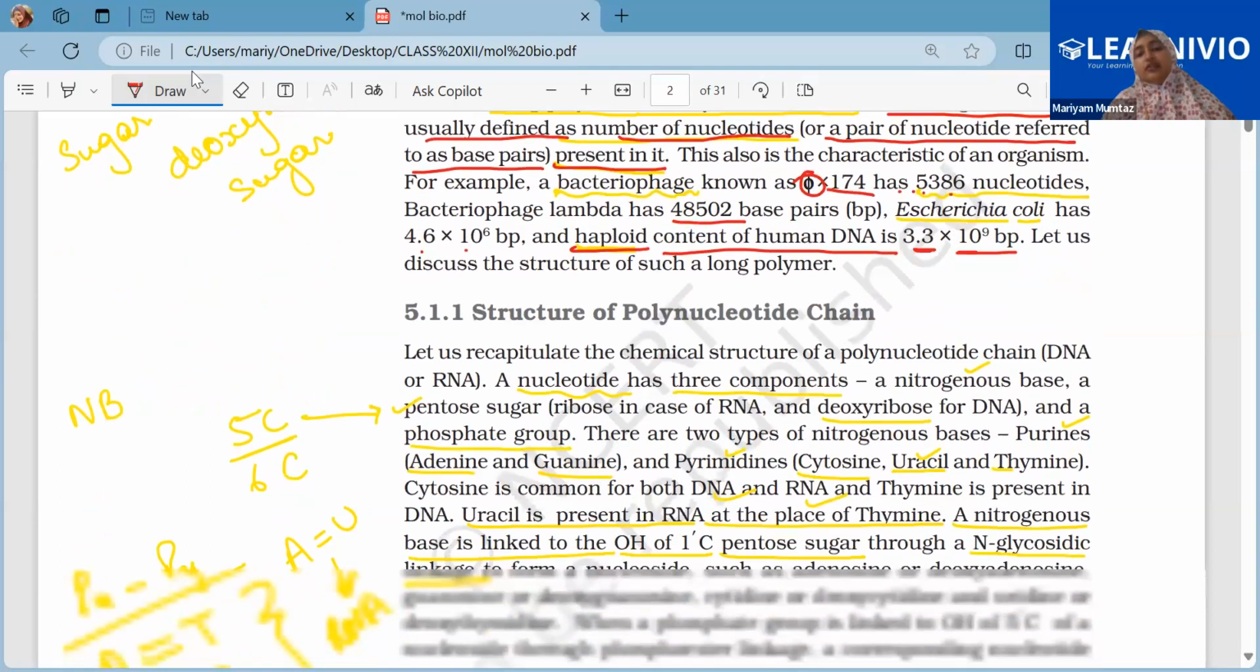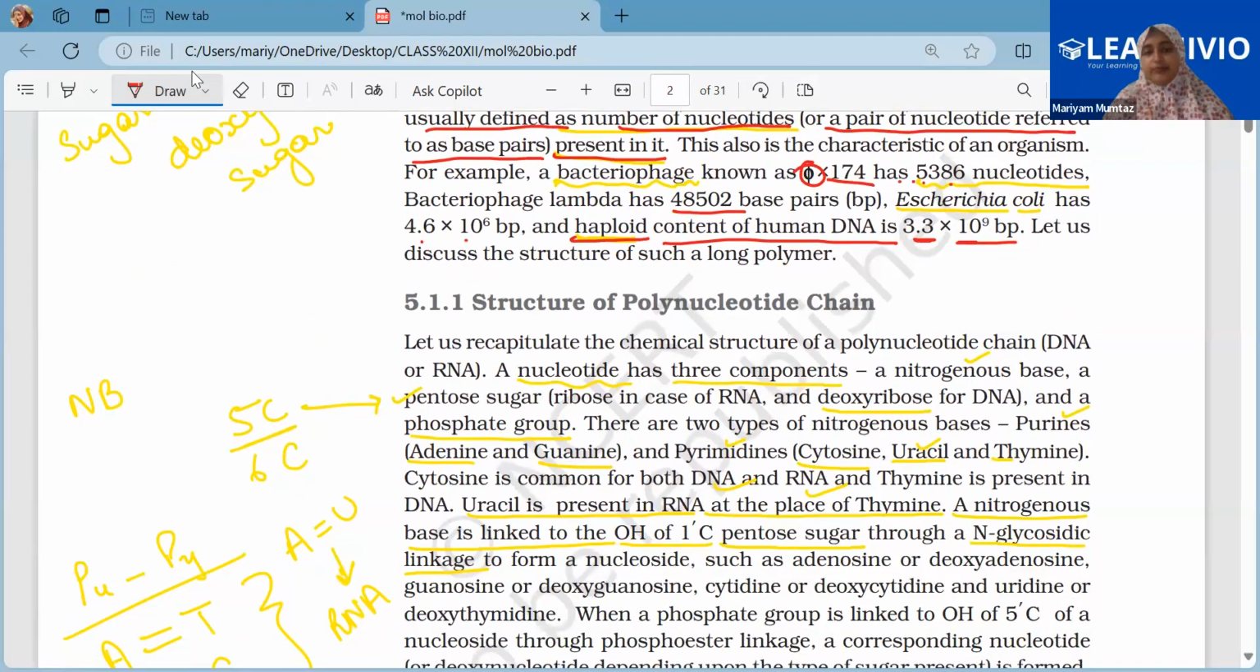Now talking about the structure of polynucleotide chain. Let us recapitulate the chemical structure of a polynucleotide chain, DNA or RNA. A nucleotide has three components. The nitrogenous base, that can be a purine or a pyrimidine. A pentose sugar. Pentose sugar means 5 carbon sugar, and it is ribose in the case of RNA and deoxyribose for DNA. And then there is a phosphate group. And when all of them are present together, we'll call it as the nucleotide.